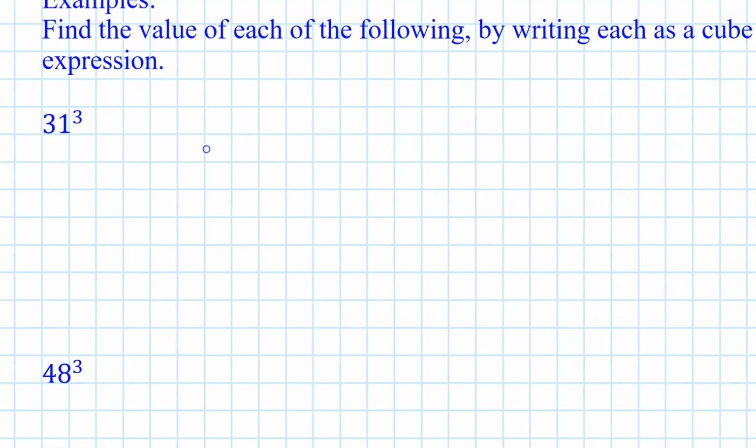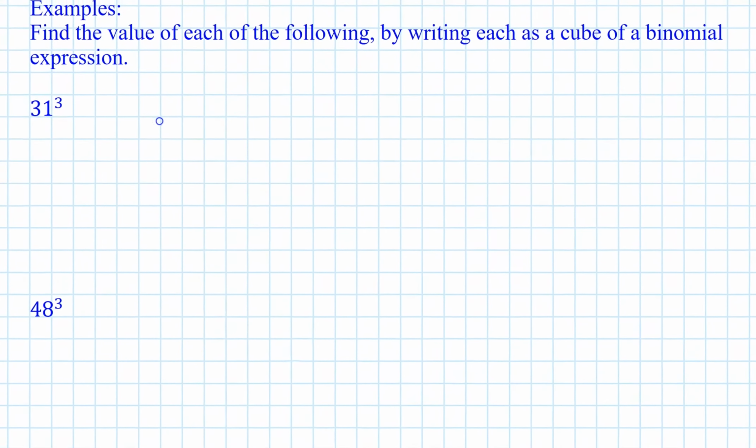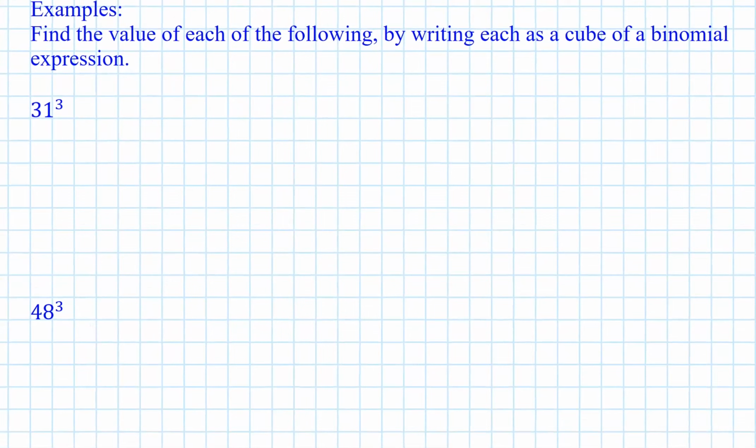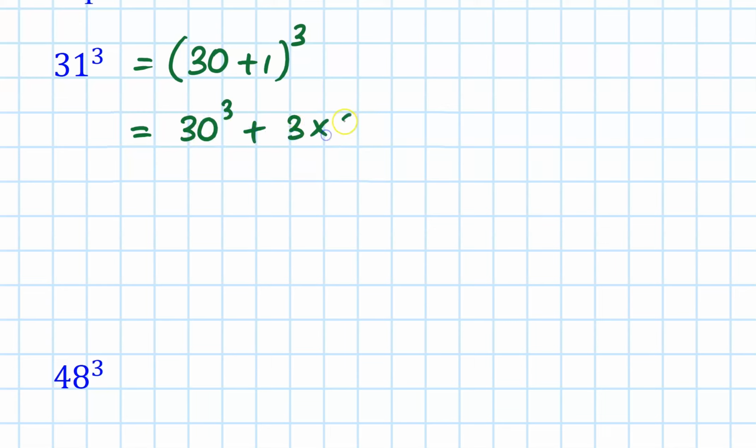Okay, now we are going to look at the full example question. Read it. Okay, once you read, let's move on. 31 cubed. 31 can be written as (30 + 1) cubed. Now what we are going to look at is the expansion: 30 cubed plus 3 times 30 squared times 1 plus 3 times 30 times 1 squared plus 1 cubed.